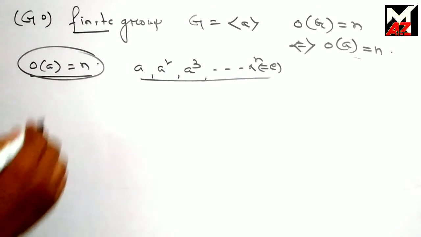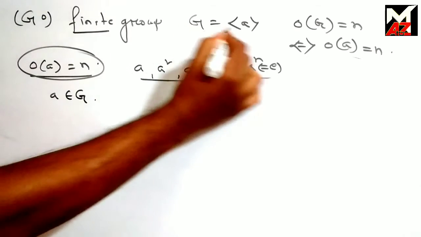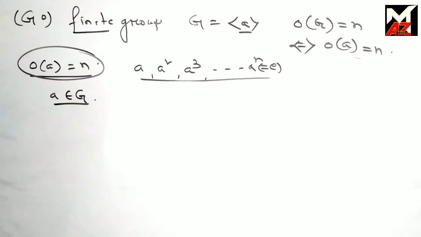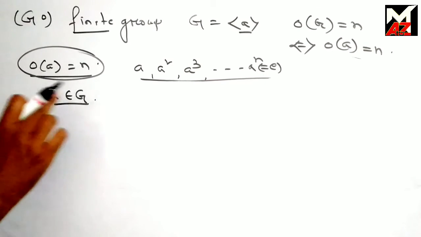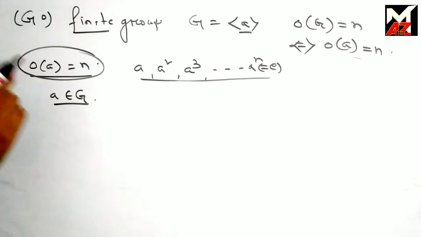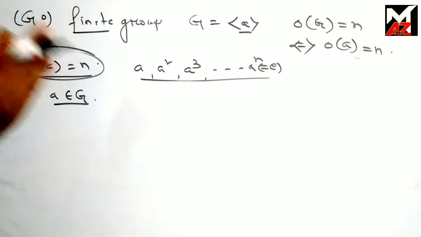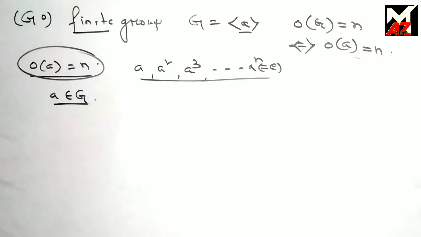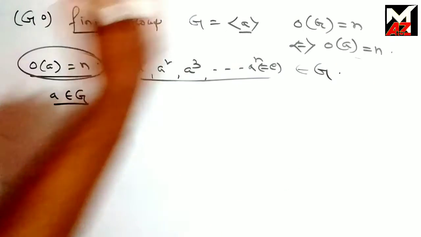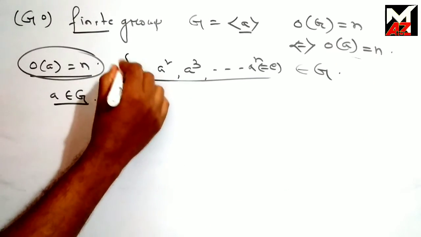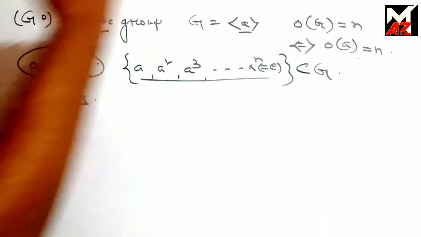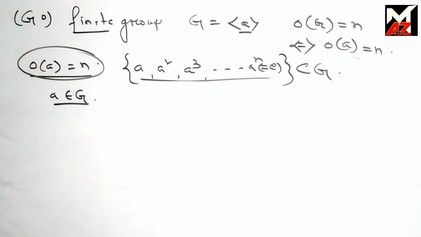Now since A is the generator, A must belong to the group, and by the closure property, if A belongs to G, then all the powers of A, that is A squared, A cubed, A to the power minus 2, A to the power minus 3, A to the power minus 1, all the powers of A must belong to G. So if we take this as a set, then this is a subset of G.